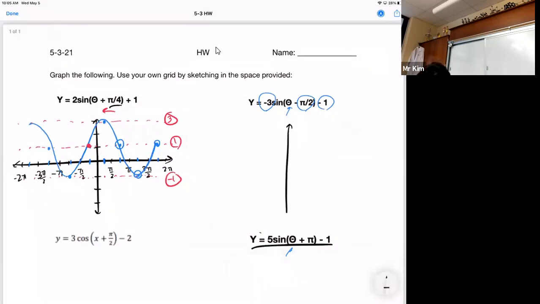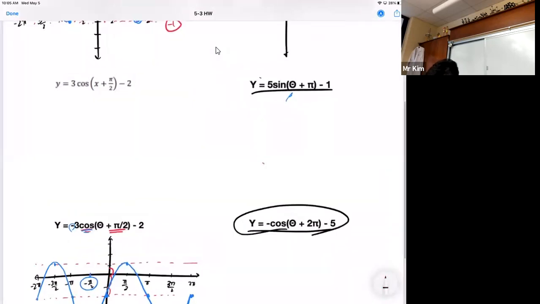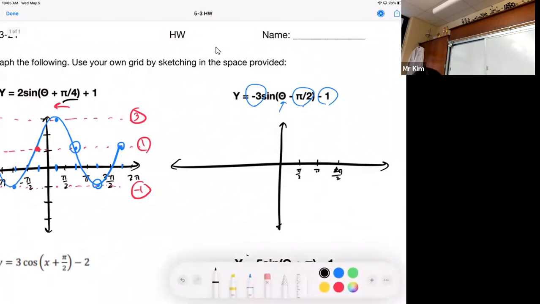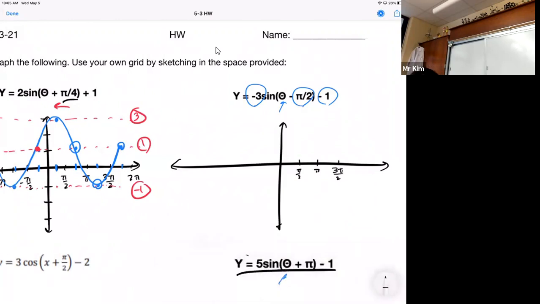And I want to go over the second one, and then I'm going to show you guys the last one down here, okay? So negative 3 sine of x minus pi over 2, minus 1. Again, I'm going to do pi over 2, pi, 3 pi over 2, and then 2 pi. Then negative pi over 2, negative pi, negative 3 pi over 2, negative 2 pi. I really don't have anything else to tell you other than just get used to that, okay? If I give you a grid, that's wonderful. If I don't, if I ask you to come up with your own, you got to label everything for me to see.